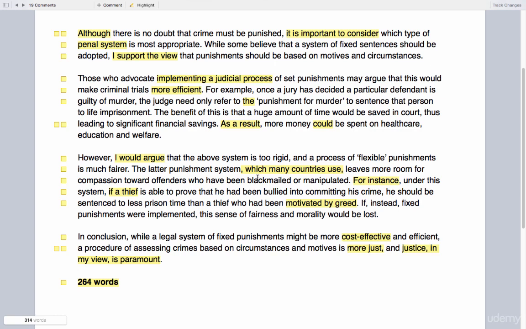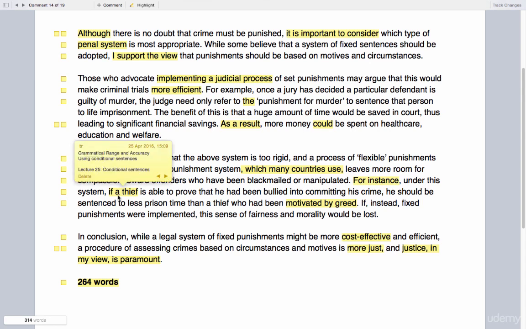For instance, under this system, if a thief is able to prove that he had been bullied into committing his crime, he should be sentenced to less prison time than a thief who had been motivated by greed. 3 bits of language to look at here. First of all, "for instance", we're using an example to support and develop a point, which is very important for task achievement. You can learn about this in Lecture 15, Developing Ideas.